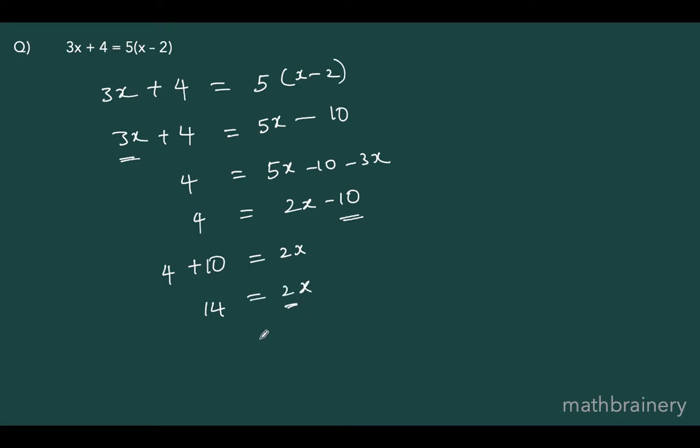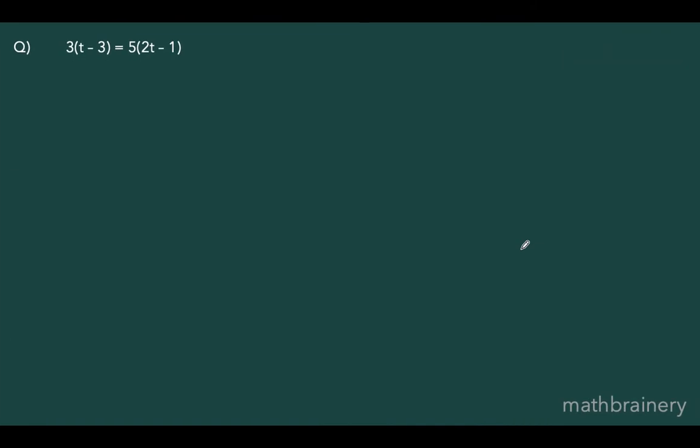Let's now transpose this 2. It will be 14 divided by 2 will be the value of x. 2 sevens is 14. So what is the value of x? x is 7. Let's look at the next question.